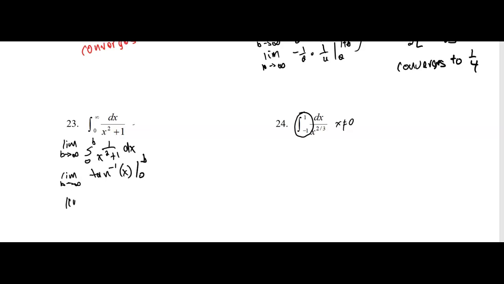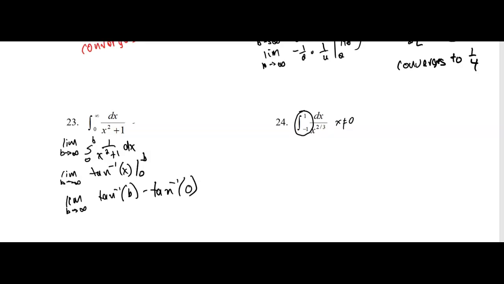Plug in your upper limits. So let me write the limit first as b goes to infinity. So upper limit minus your lower limit. Inverse tangent of 0 is 0. And then this you just have to remember a little bit.